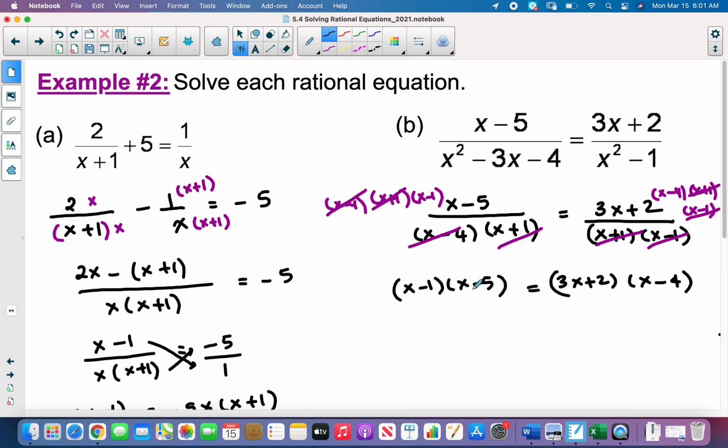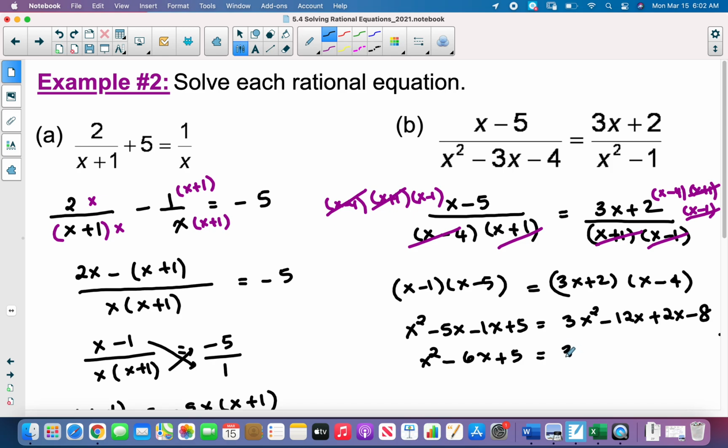So we can multiply this, x times x is x squared, minus 5x, minus 1x, plus 5 equals 3x squared minus 12x plus 2x minus 8. And on the left side, this simplifies as x squared minus 6x plus 5. On the right side, this simplifies as 3x squared minus 10x minus 8.